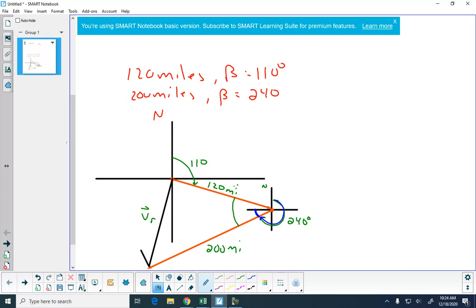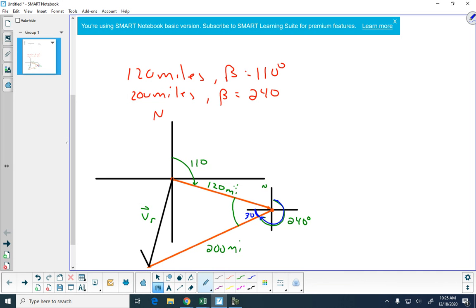Let's think about this. Think about what we did here. We started here. We rotate 90. We rotate 180. If I rotated to here, that would be 270. But I only went 240 degrees. So how many degrees did we go back? Would it be 30? 30 degrees. So this is 30 degrees.